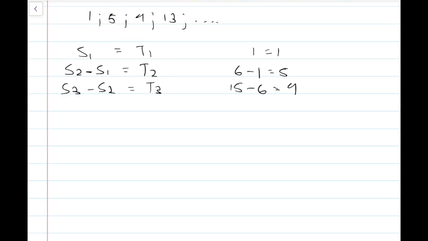So in general, it's the following. Sum of n minus the sum of n minus 1 is equal to Tn. That's the general form.